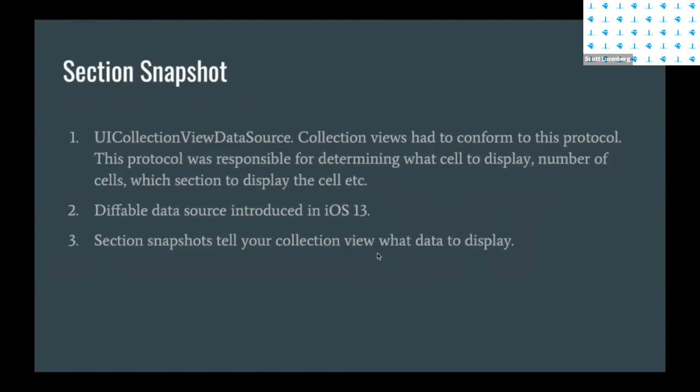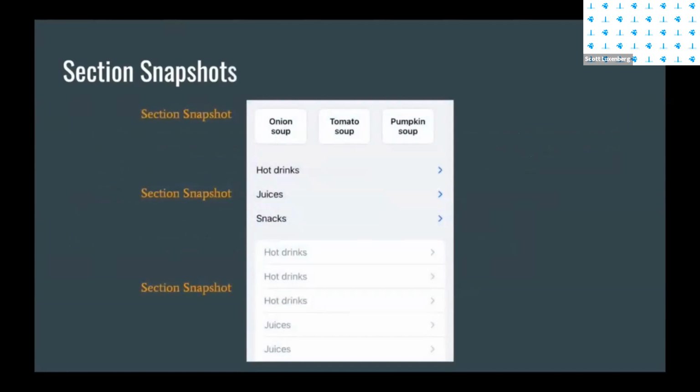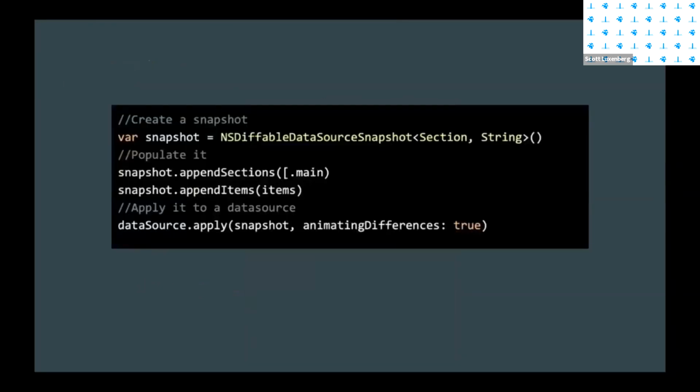Section snapshots tell your collection view what data to display. Section snapshots are used to represent the data for a single section. You can display different information in your app in different layouts, as you can see in the example. Or you can present the same data with a different layout in different sections. And you can also define what happens when the user interacts with the data in these sections. Anytime you want to put new changes or new data to your collection view, you create a snapshot, populate the snapshot with the list of descriptions you want to display, and then apply that snapshot. Diffable data source will take care of issuing the changes to the UI element.